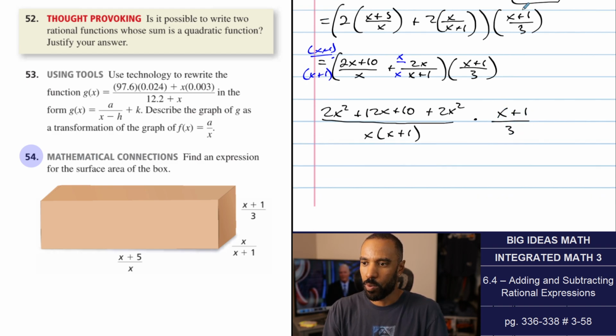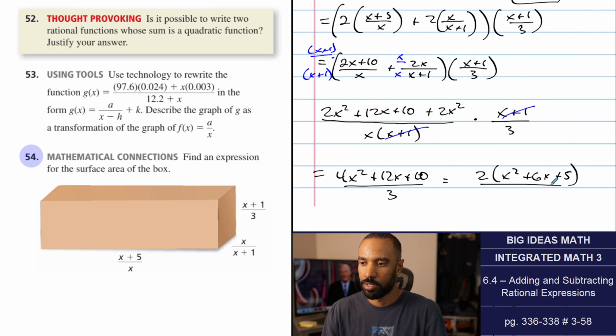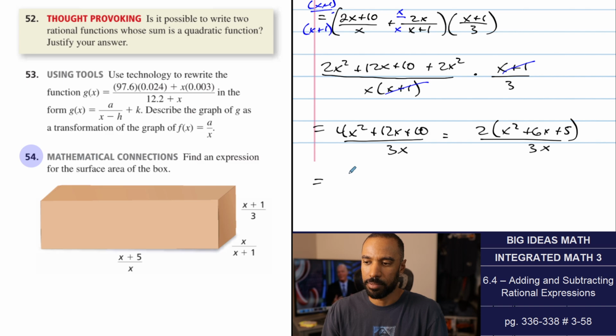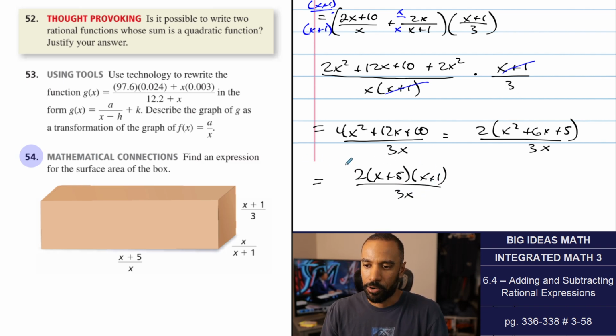Now the x plus 1s here can cancel. On the bottom you'll have 3x. On the top you have 4x squared plus 12x plus 10. And I can factor a 2 out, and you get x squared plus 6x plus 5. Oh, 3x. And then that can factor into x plus 5 times x plus 1. This is all over 3x. So this is your lateral area.